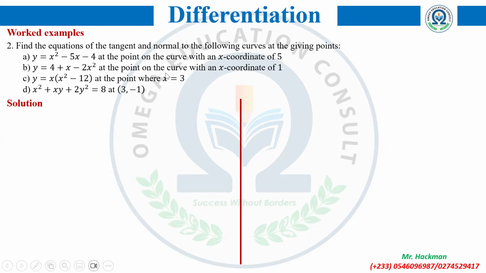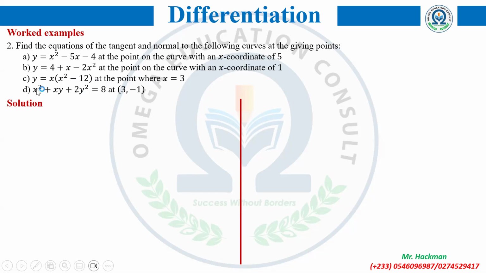At the point on the curve with the x coordinate, x equal to 1, when you differentiate, your differentiated function will be in terms of x. You substitute, and that will give you the exact gradient. With this one too, you are given the x, only that when you differentiate this, you can avoid the product rule. You expand, then differentiate term by term. That is how you get your gradient.